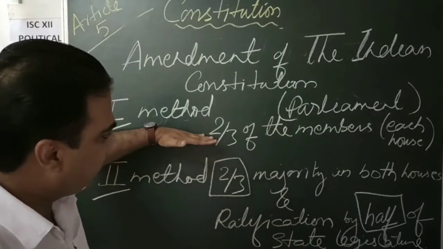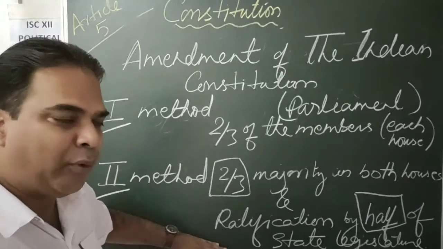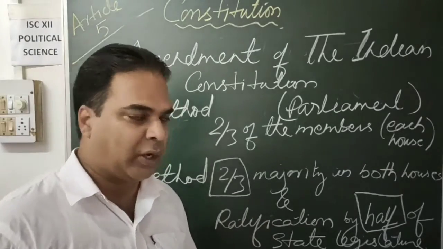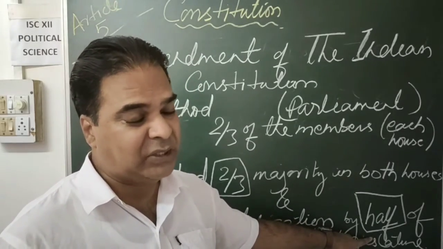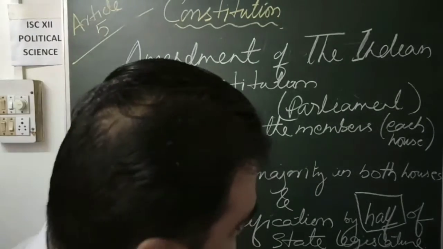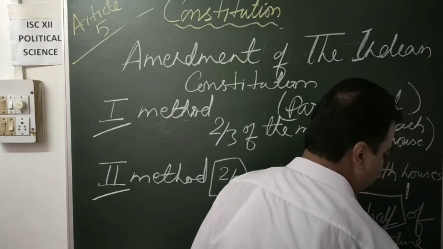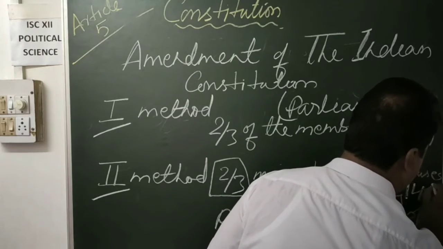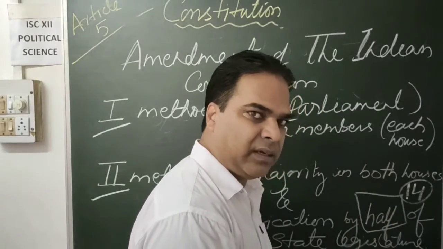First one is a flexible one. Second one is the rigid one, where the consent and the approval of the state legislature is also required. So here, how many states? Half. So don't get confused. Half means how much? Let me write it over here. Half of 28 is 14. So one more state is added.